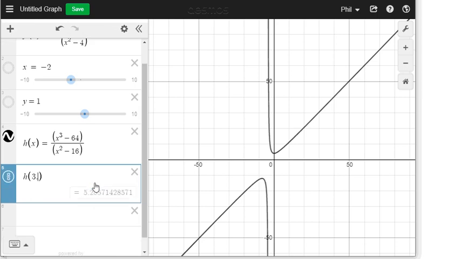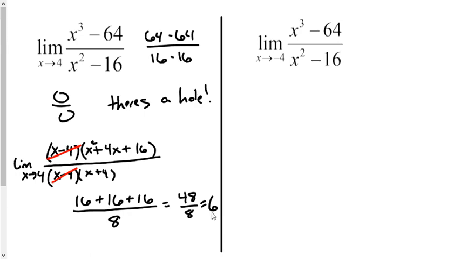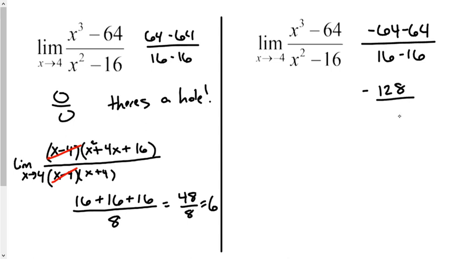So 3.9999. And look how close that is to 6. So we're coming at this from either side. Now, that tells us then that we did this right, because that is getting really close to 6. The second part of this says evaluate this at -4. Now, when we substitute a -4 in for this, I'm going to get -64 minus 64 over 16 minus 16. That gets me -128 over 0, and this is going to imply that we have a vertical asymptote.